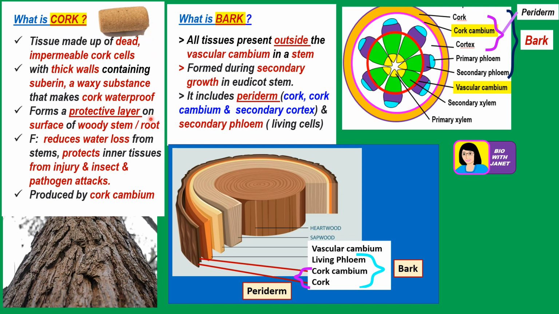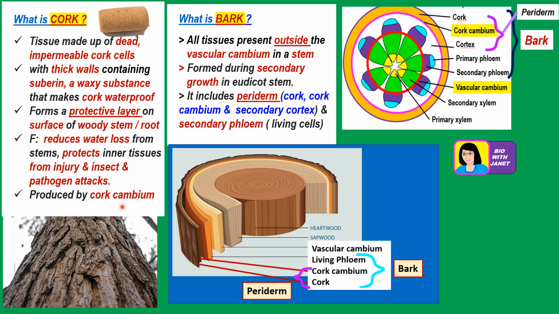Now, so what's the use of this cork layer? It is a protective layer on the surface of the woody stem and root to reduce water loss from the stem, and it protects the inner tissues from injury and insect and pathogen attacks. Okay, so it's very important to have the cork, especially on trees. If not, they may have a lot of water loss, and they may be attacked by insects that can penetrate into the softer tissues, right?